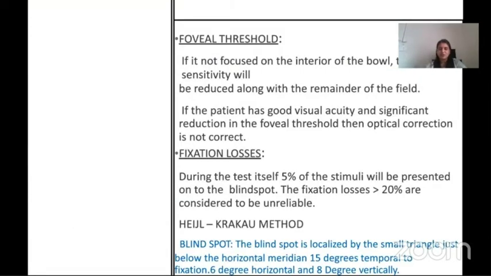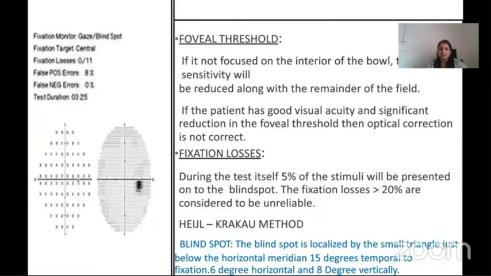In zone 2, we have foveal threshold. If the patient doesn't focus on the interior of the bowl, then he'll get reduced fields. This usually corresponds to your visual acuity. If the patient has good visual acuity, then foveal threshold will be good.